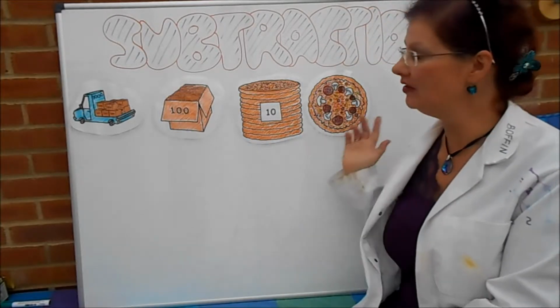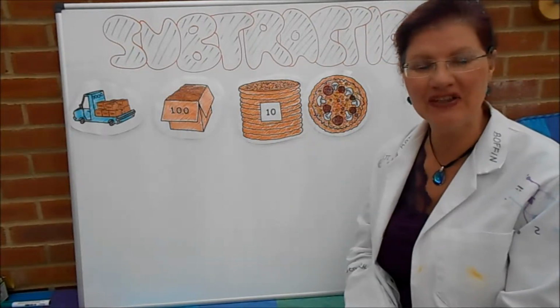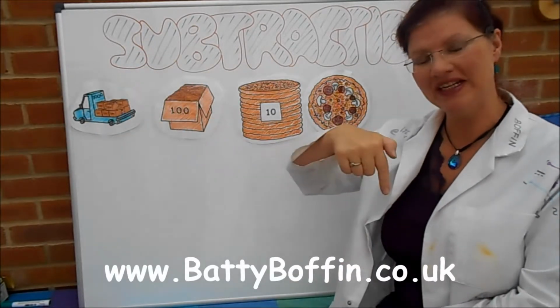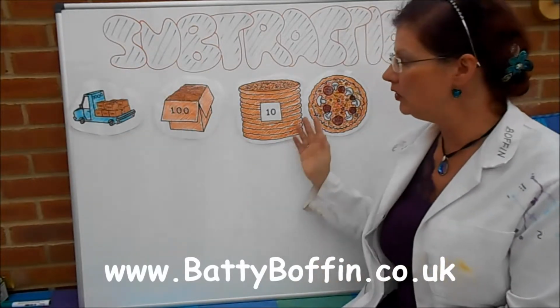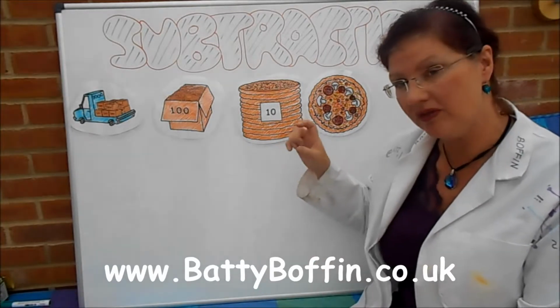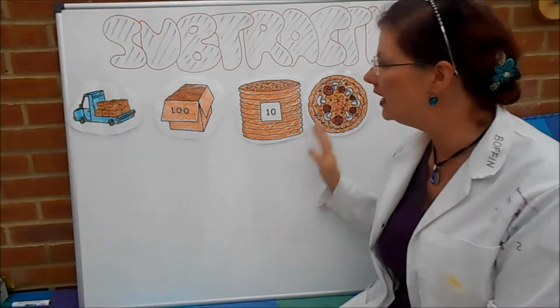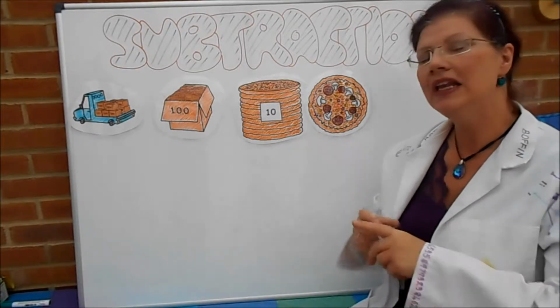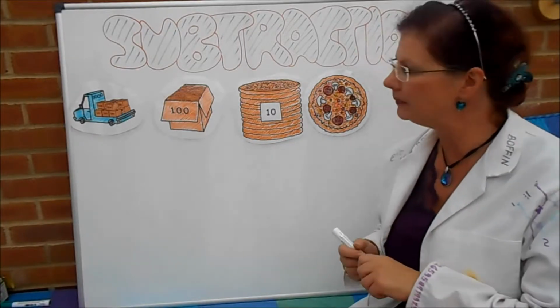Now you may have seen these place value pizzas in some earlier videos. If you haven't, or if you'd like some of your own, then pop along to www.battyboffin.co.uk where you can print out these images. We also have some smaller ones you can use for manipulating, but for the moment I'm just going to use these as my column headers. So a little bit of revision to start off with.